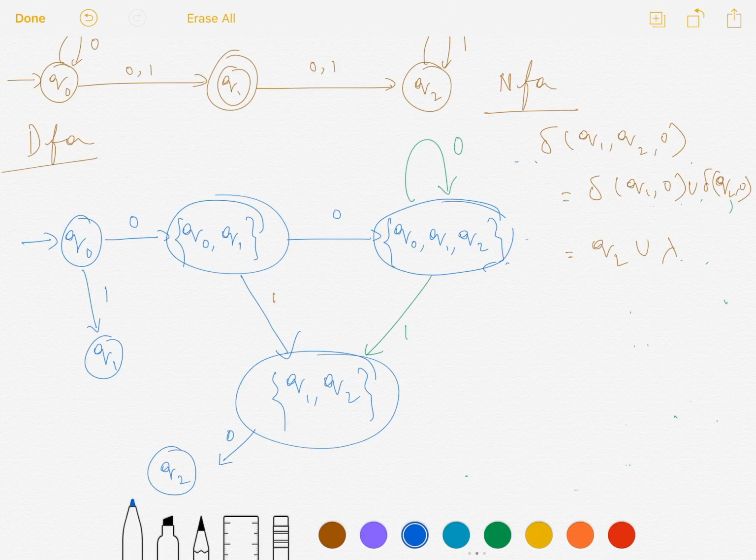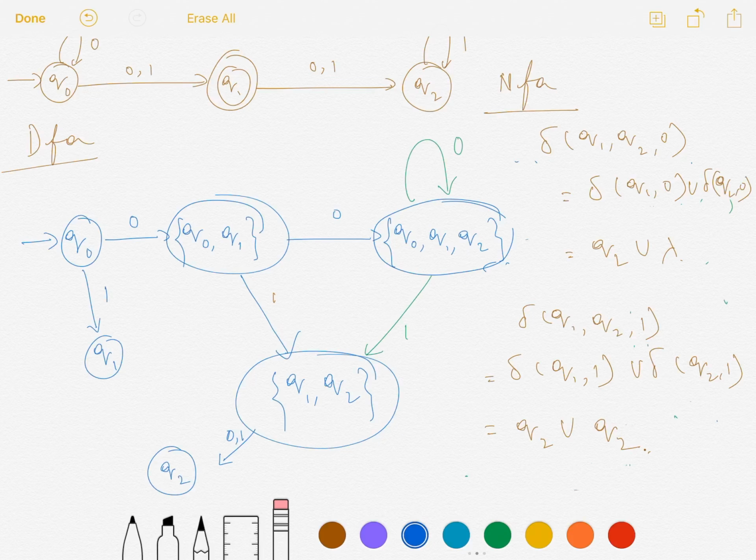Okay. Now let us check delta Q1 Q2 1, that is delta Q1 1 union delta Q2 1. Q1 on 1 is Q2, union Q2 on 1 is Q2. So if I give 1 to Q1 Q2, it is going to Q2 only. Now we have only two states left, Q1 as well as Q2. Now let us check what will happen if I give 0 and 1 to Q1 and to Q2.